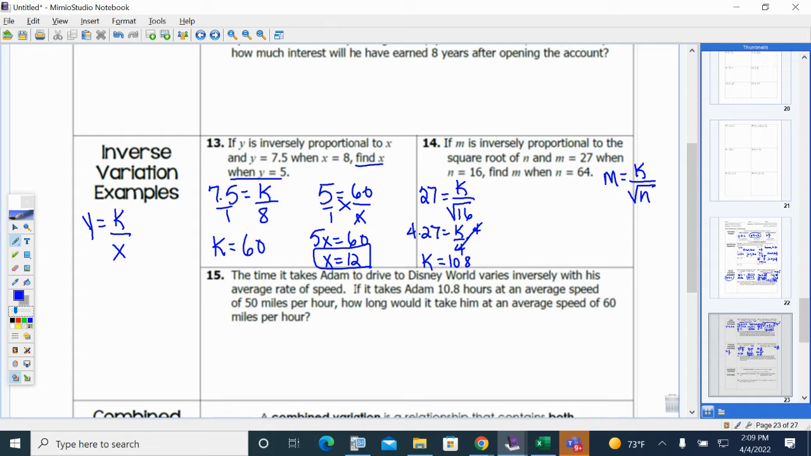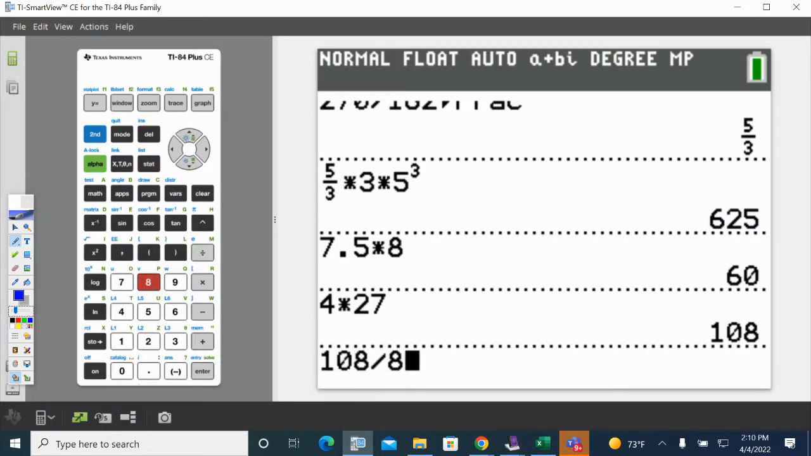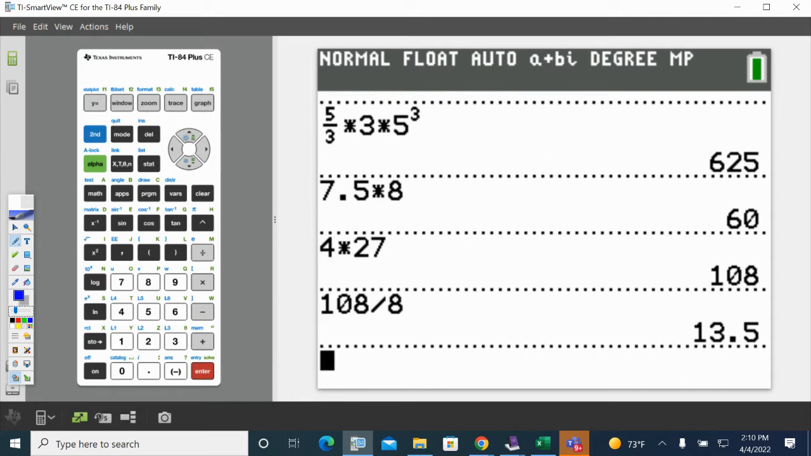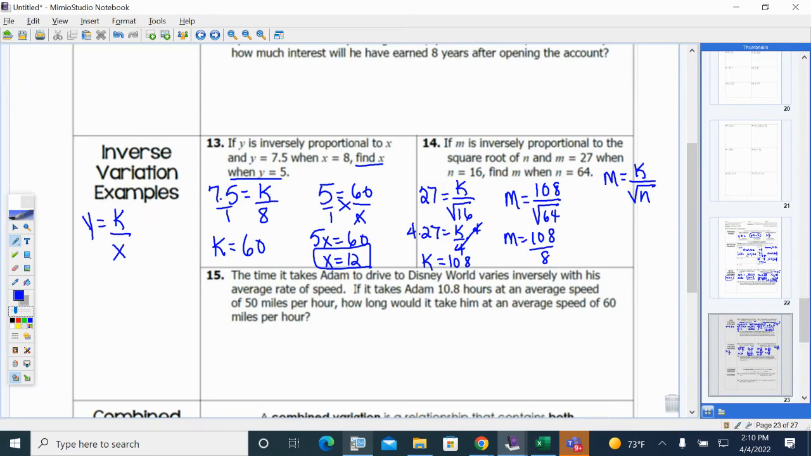Find m when n equals 64. So substitute in my k, and n equals 64. Well, the square root of 64 is 8. And 108 divided by 8 is 13.5. And I'm okay with a decimal there.